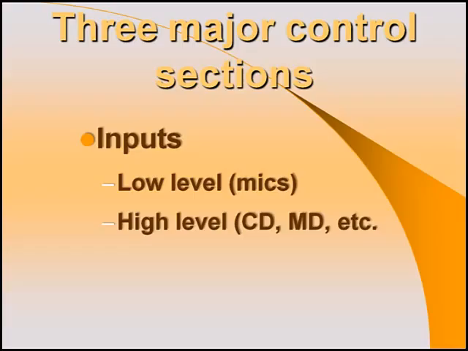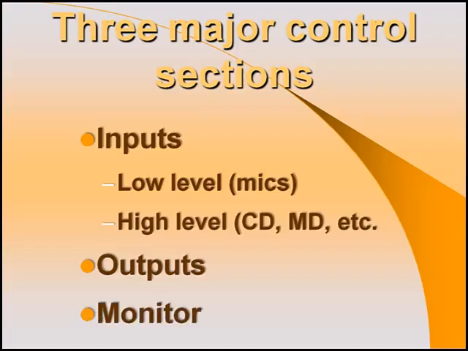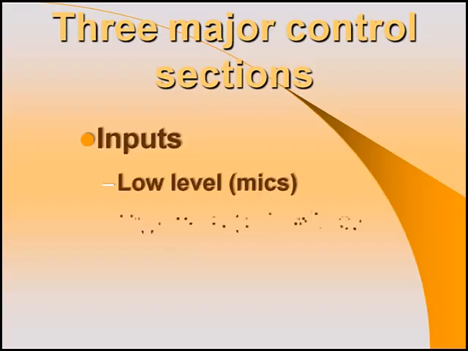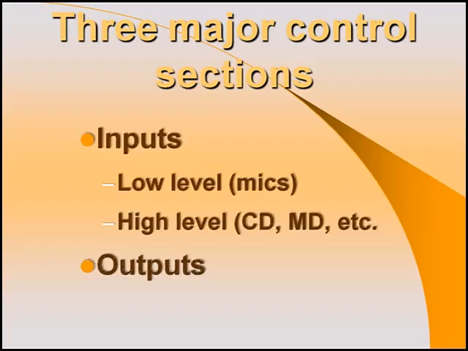The second major section that every console has are outputs. Most consoles have multiple outputs. And finally, since consoles are used to control audio, you must have the ability to monitor the audio you're controlling. So every console has a monitor section. Again, in summary, the 3 major sections of consoles are inputs, outputs, and monitor or monitor and control.